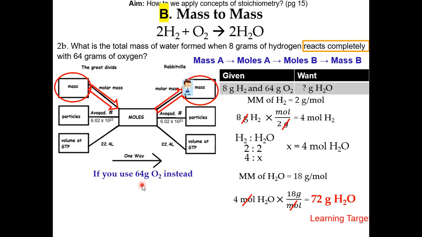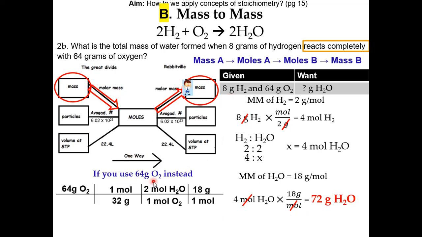You can also get the same answer if you use 64 grams of O2 instead of H2. Here's the bridge method setup. If you multiply everything, you will get 72 grams of water.